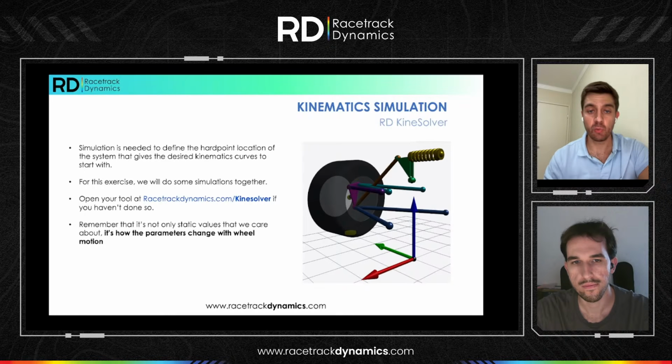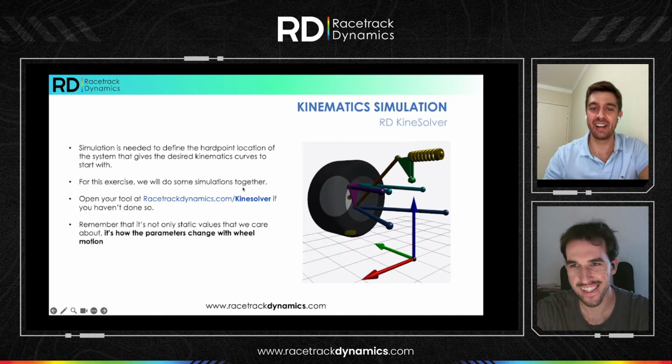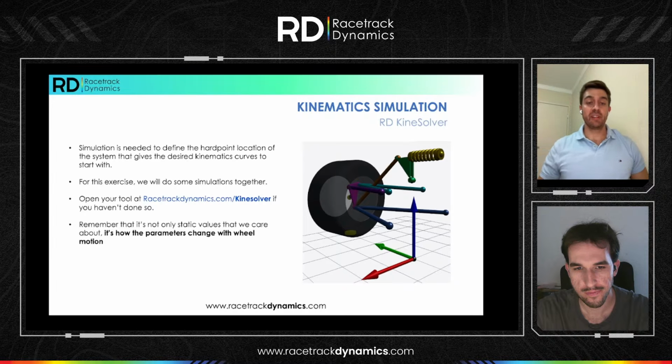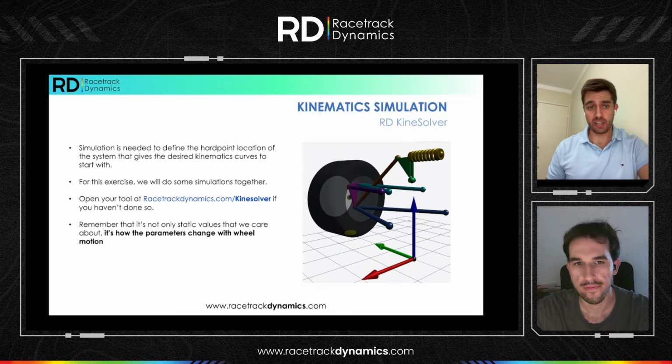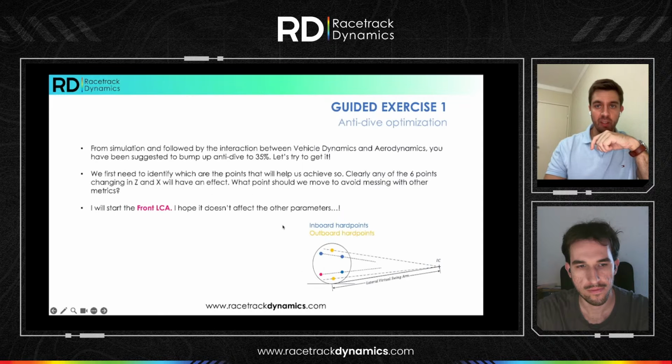For that, we welcome you to open your tool and keep it ready. If you have a second screen, you can play in the background and follow my commands a little bit. You can navigate to racetrackdynamics.com, dash Kinesolver. If you haven't done so, I believe you have received the instructions in the previous emails. So now it's time for us to see how the parameters change with wheel motion.